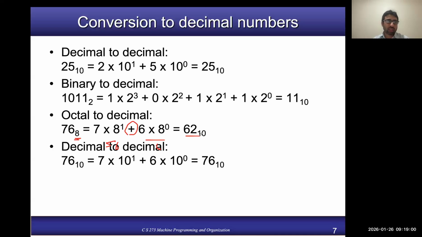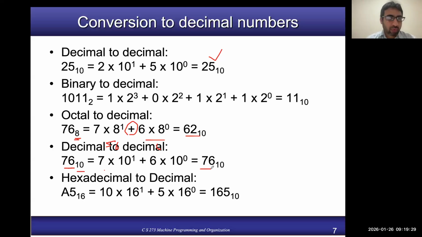This is actually a similar thing which we have already done. The difference is that we are now assuming that 76 is a decimal number. So we want to convert it from decimal to decimal. So it is again a similar example like this one. So 10 raised to power 0 times 6 plus 10 raised to power 1 times 7. So when you do the math, you will get 76.